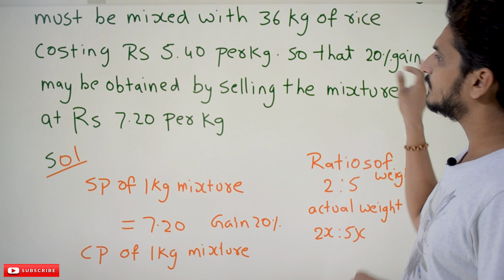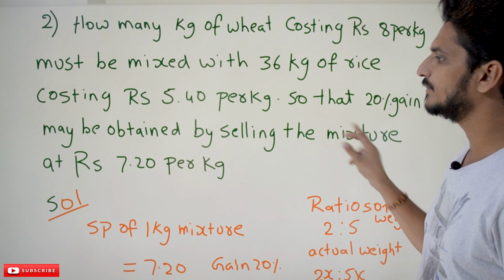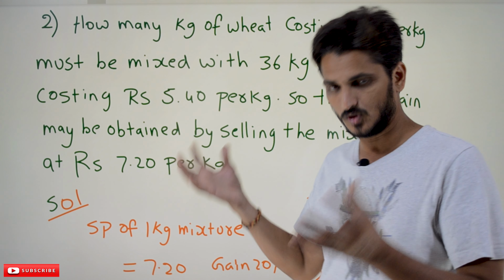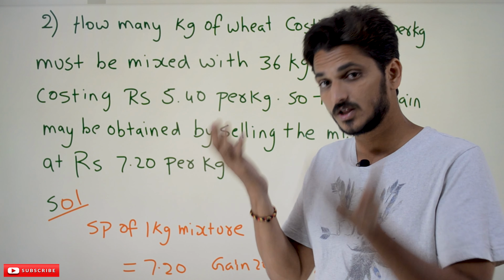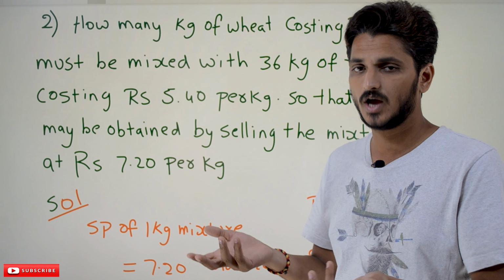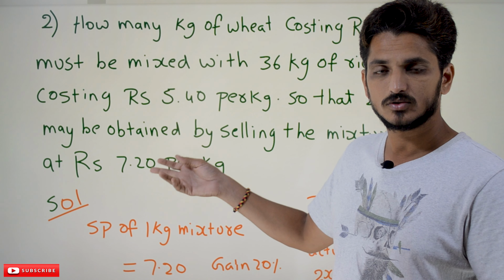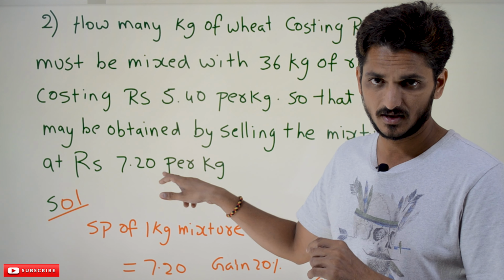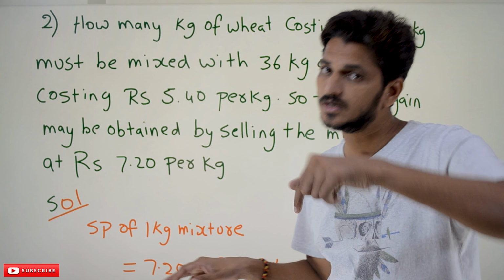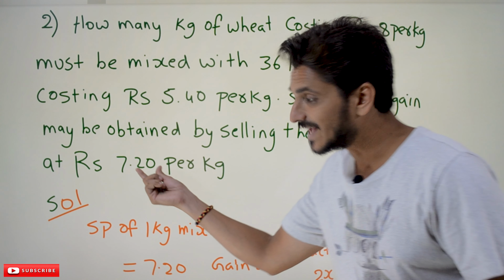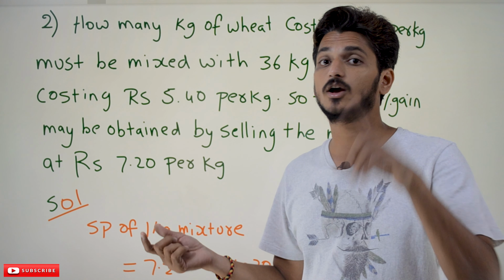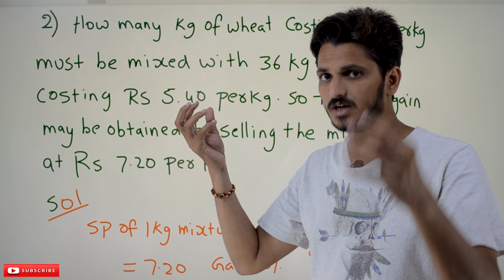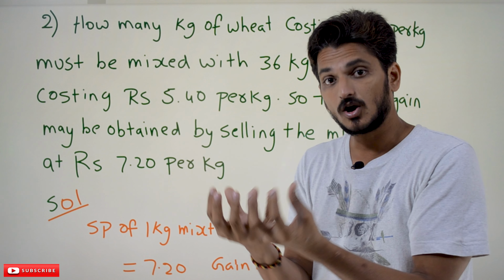So that 20% gain may be obtained by selling the mixer at rupees 7.20 per kg. You are going to mix these two ingredients. At what ratio you need to mix? That is what we have to identify. If you sell the mixer for rupees 7.20, you are going to get 20% gain. See, this is the selling price, but we need to identify the cost price. Don't forget that. Cost price of first ingredient, cost price of second ingredient, cost price of the mixer.